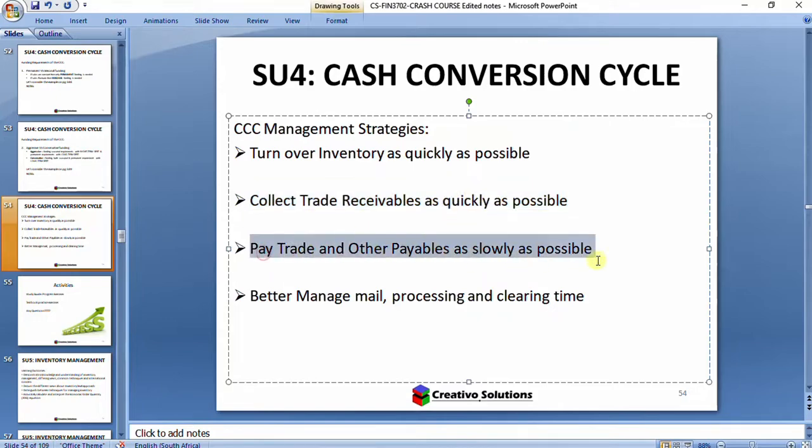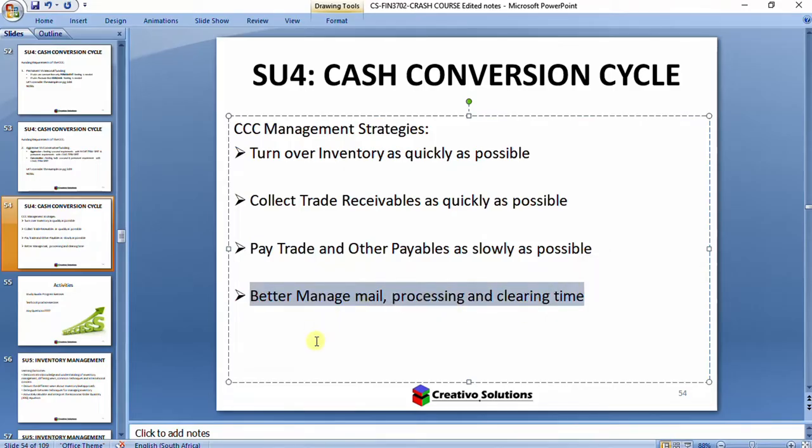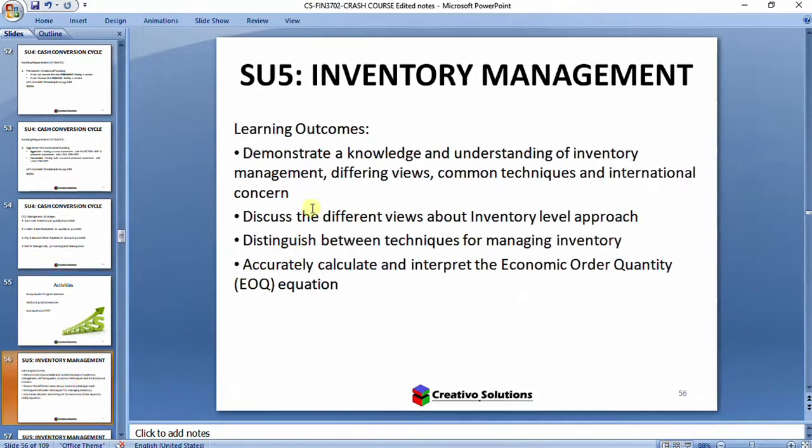When I'm looking at the average payment period, APP, for creditors or trade and other payables, I want to pay as slowly as possible. So here you want to delay it as much as possible and try to get better terms. And then the last one is general admin, processing and clearing time. That speaks more to the internal operations of the business. Happy with that section? Yes. Good.